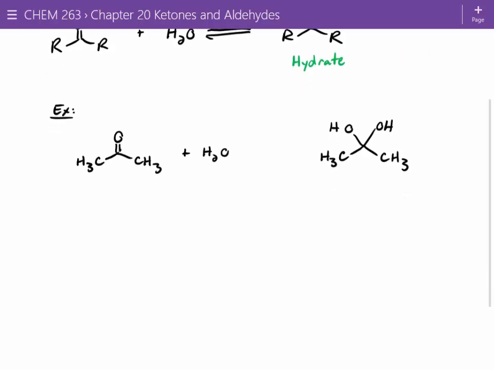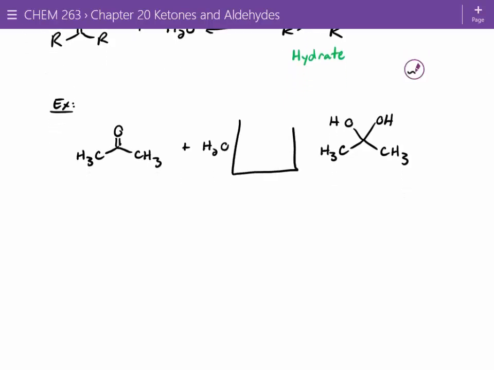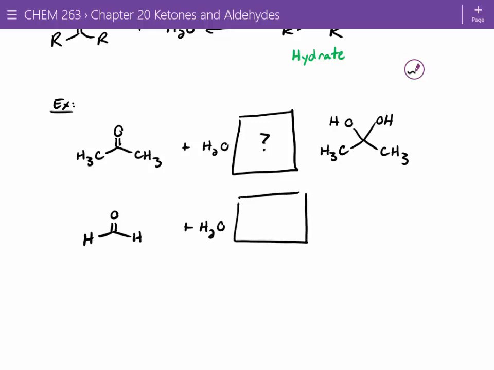And then we're going to compare this to another one. So I'll leave this box, and then I'll fill that in so you don't need to put in a question mark. And then let's compare this to an aldehyde. What's this aldehyde called? Formaldehyde. All right, so let's compare the equilibrium arrows for these two.